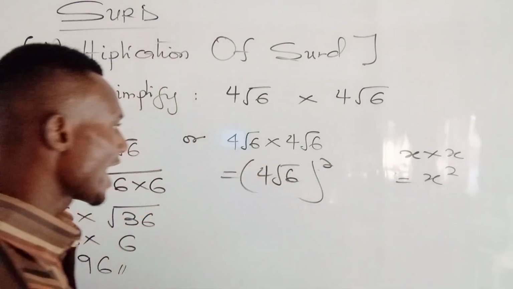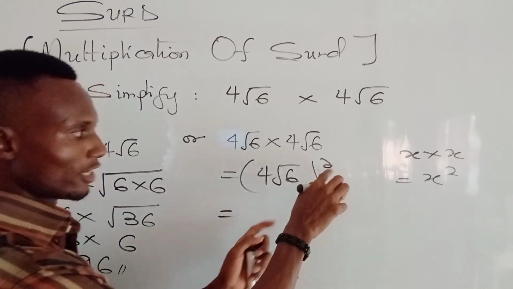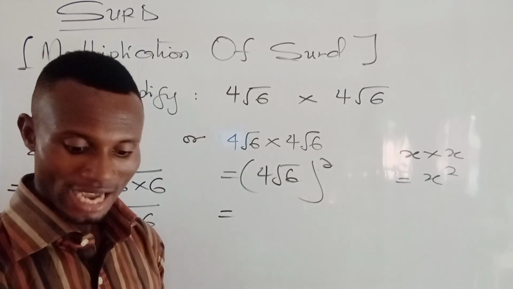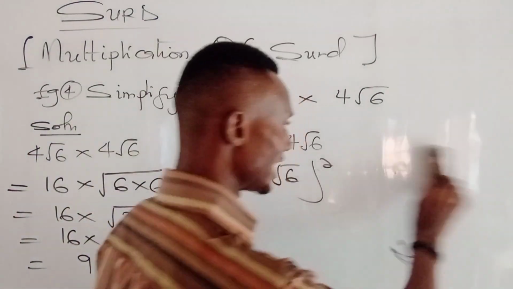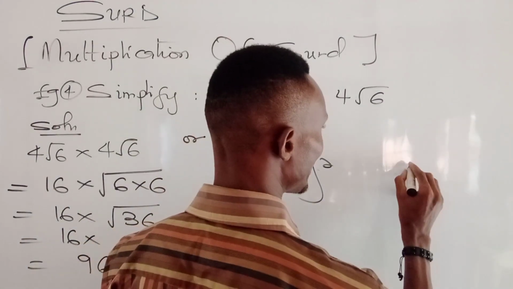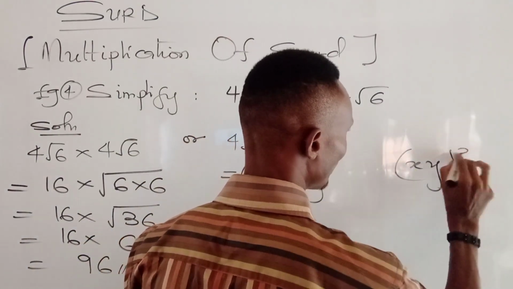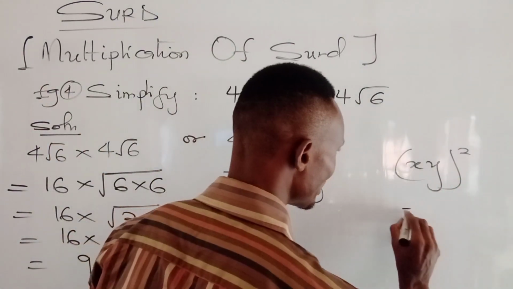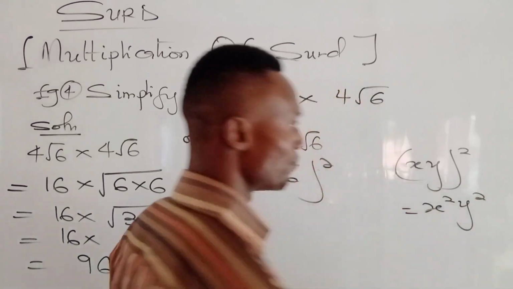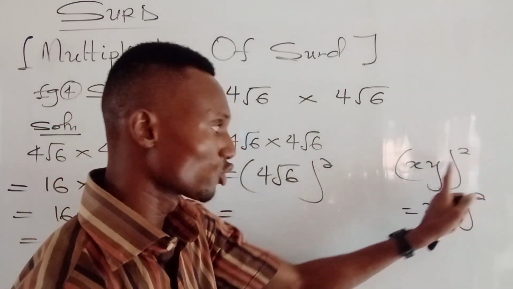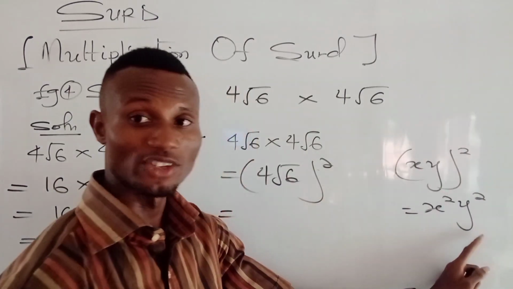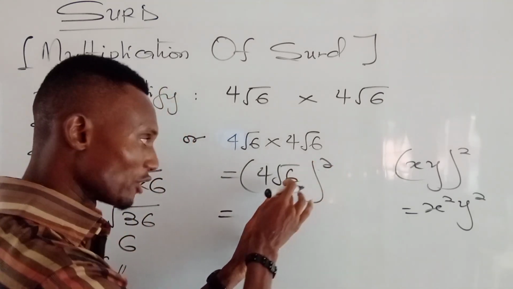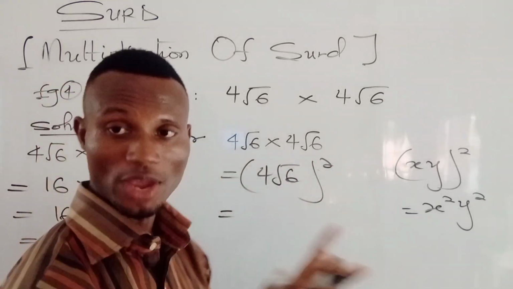Now from here, we know that the power 2, which is here, affects everything in the bracket. Again, under algebraic expressions, let me clean this and write it. If I have, let's say, sy all squared, to simplify this one, the power 2 affects everything in the bracket. So it's going to be s squared y squared, because the power 2 affects the s and also the y. The same process, this power 2 is going to affect the 4 and also the root 6 as well. I hope you agree with me up to this point.